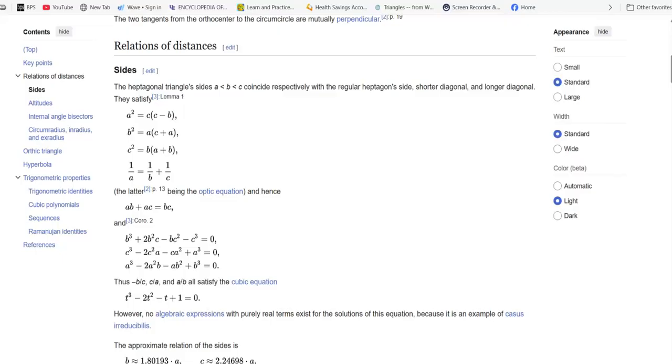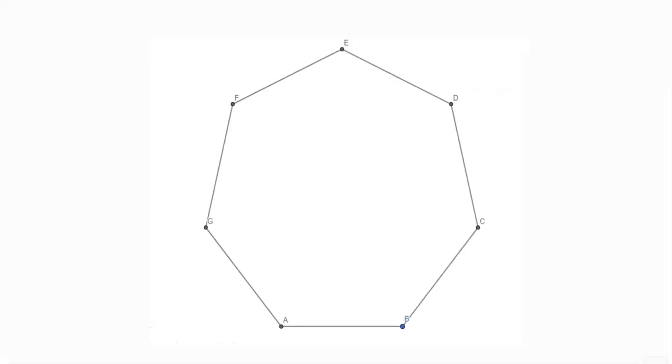And what I'm going to start with today is the relation of distances with the sides of the heptagonal triangle. I'm going to prove the relations there that are listed as a squared, b squared, and c squared. And I'm also going to do the one at the bottom there that's ab plus ac equals bc. Now, what's going to happen is that these identities are easy to solve using something called Ptolemy's theorem.